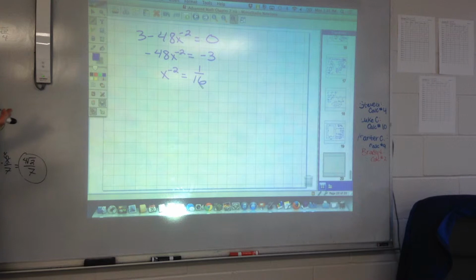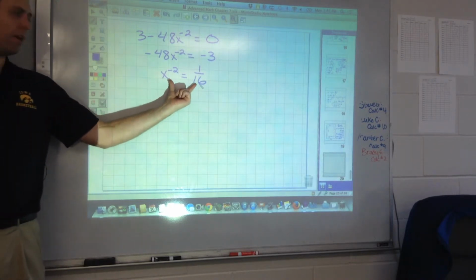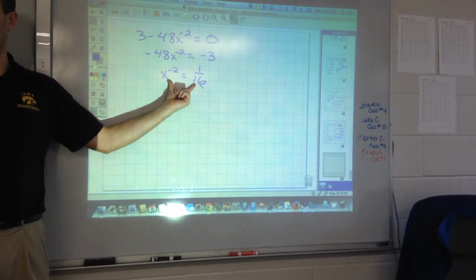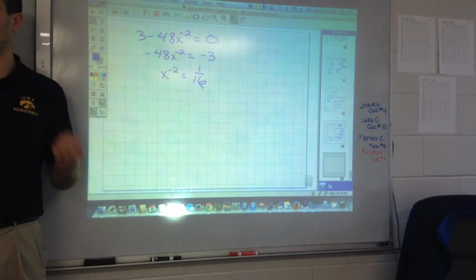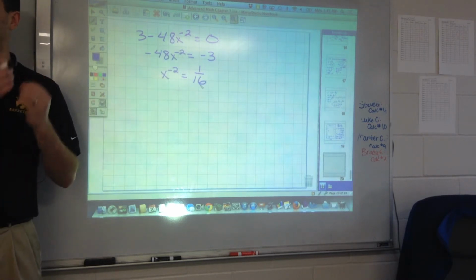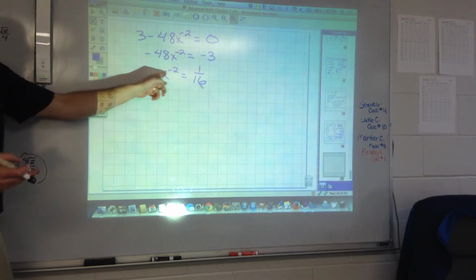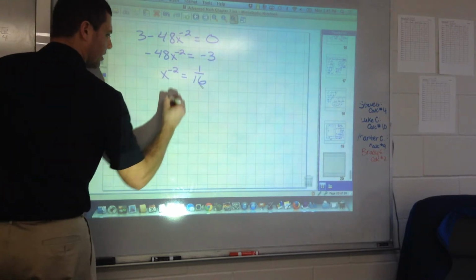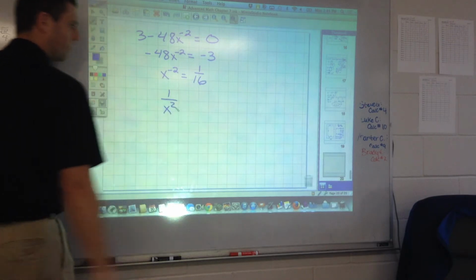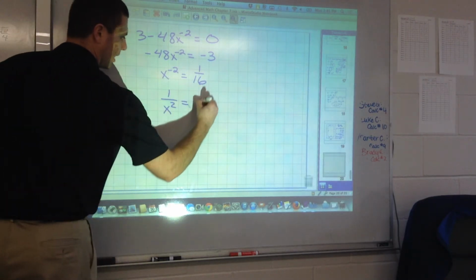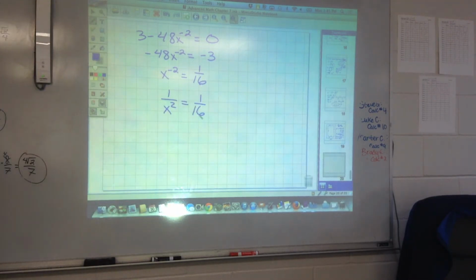One of two ways to do this. I would raise both sides to the negative 1/2 power, because when I raise a power to a power, you multiply the powers together, and negative 2 times negative 1/2 cancels out, and you're left with 1. If you don't see that, x to the negative 2 could be written as 1 over x squared, correct? And 1 over x squared has to equal 1 over 16. Now I think you could see that x has to be either 4 or negative 4.